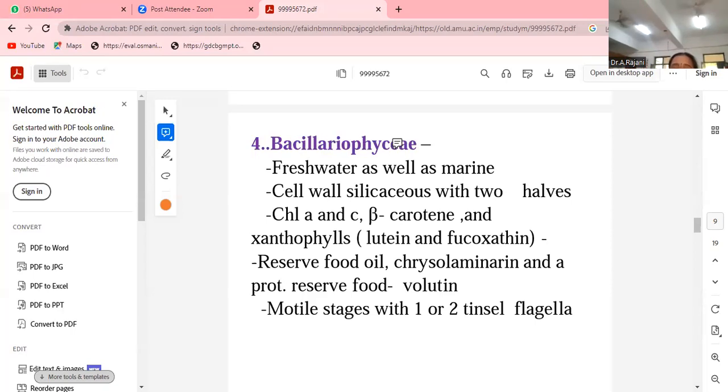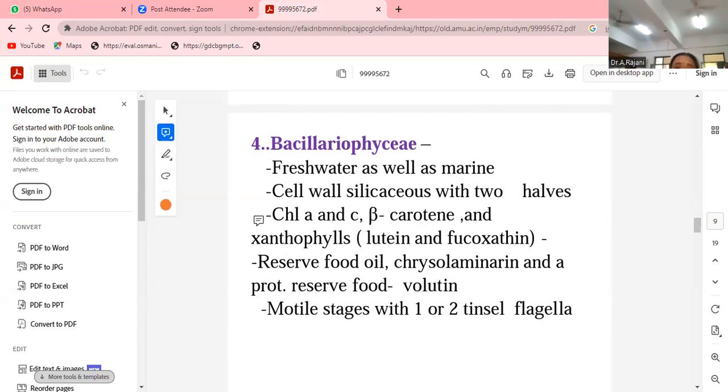The pigment is diatomin. What type of pigment is present here? Diatomin pigment, chlorophyll A and chlorophyll C, beta carotenes, and xanthophylls are also present. The xanthophylls are lutein and fucoxanthin, the most important in the pigment system of diatoms.